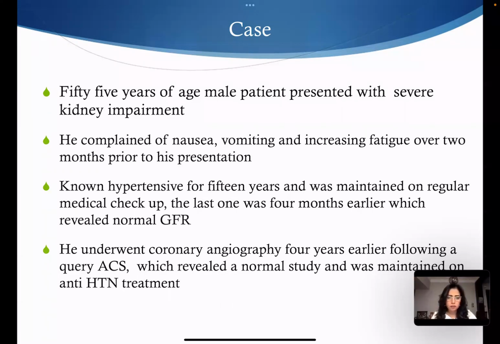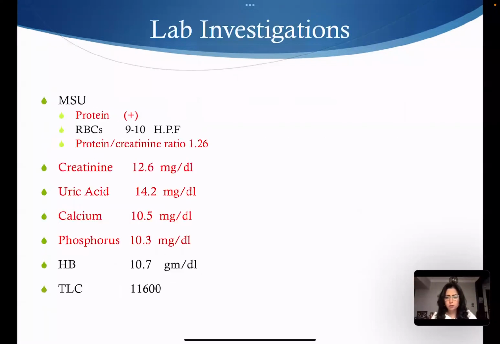And he underwent coronary angiography 4 years earlier for query ACS, but it was normal and he was maintained only on antihypertensive treatment. His midstream urine showed a protein of 1+, RBCs of 9 to 10, and a urinary PCR of 1.26. His creatinine was 12, uric acid was 14, calcium was 10.5, and his phosphorus was 10.3. His hemoglobin was 10.7, and the total leukocytic count was 11.6.